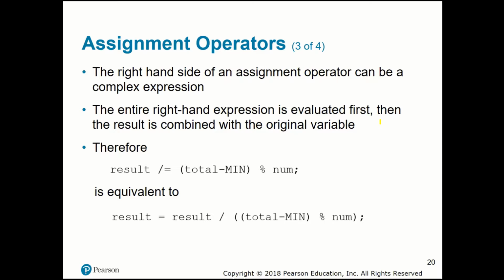The right-hand side of an assignment operator can be a complex expression. The entire right-hand expression is evaluated first, then the result is combined with the original variable. Therefore, this expression and this expression are equivalent. I will show you an example.